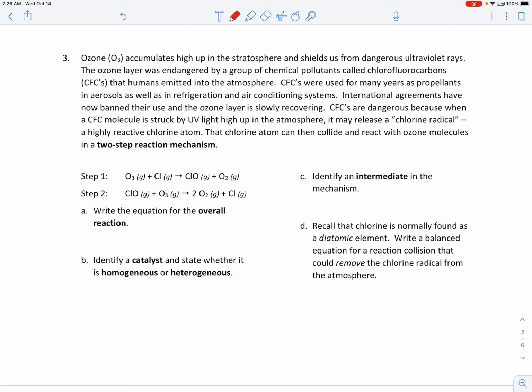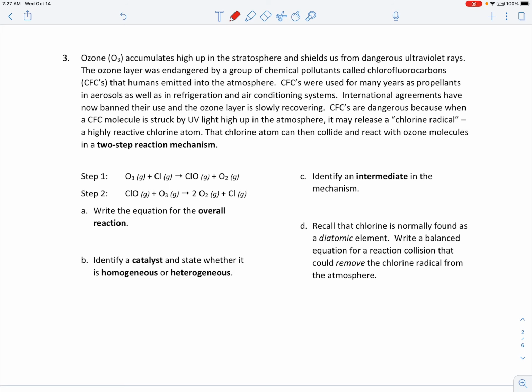So we're talking about ozone and its destruction high up in the atmosphere by CFCs, chlorofluorocarbons. The chlorofluorocarbons are a whole category of molecules, but they have chlorine atoms attached to carbon chains. When they get struck by ultraviolet light, they release chlorine radicals, basically a chlorine atom that is missing one electron. So it's highly, highly reactive.